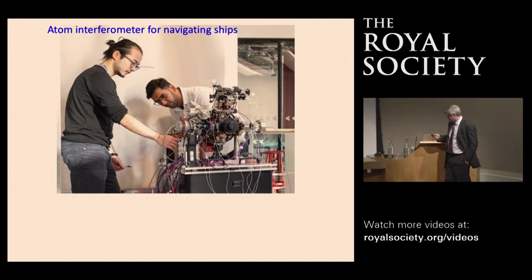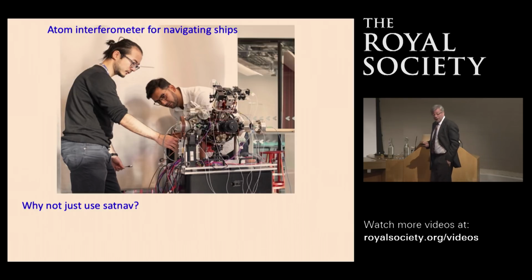Here is one, just to give you an idea what they look like. This is one being developed in my lab for navigating ships. And that's the size of the thing. It looks a bit complicated with a lot of wires. When we exhibited this at the Quantum Showcase earlier, at the end of last year, we put a big box over it so that it looked very simple. But of course, there are actually some wires and stuff.